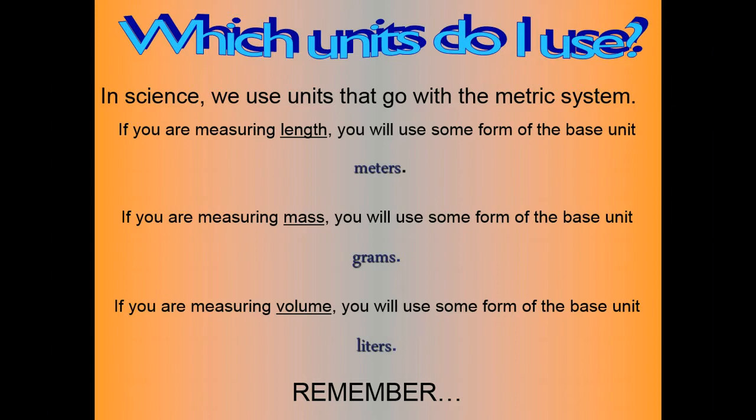In science, we use units that go with the metric system. If you're measuring length, you're going to use some form of the base unit meters. If you're measuring mass, you're going to use some form of the base unit grams. And if you're measuring volume, you're going to use some form of the base unit liters. These are our three base units in the metric system, which we talked about in our metric system unit.